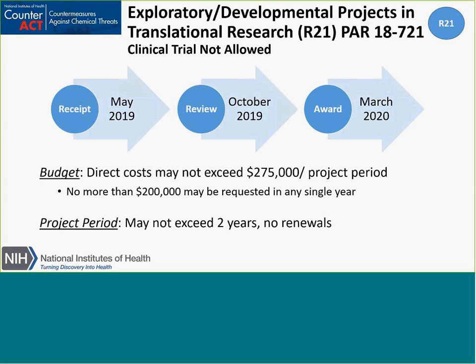Each funding opportunity announcement has one receipt date per year. Here is a schematic of the next funding cycle for the R21. The application receipt date is May 28th, with review in October, and awards will be released in March of next year. The budget may not exceed $275,000 in direct costs for a 2-year project period, with no more than $200,000 requested in direct costs in any single project year. Please keep this in mind when writing your application budget. The R21 is not renewable.